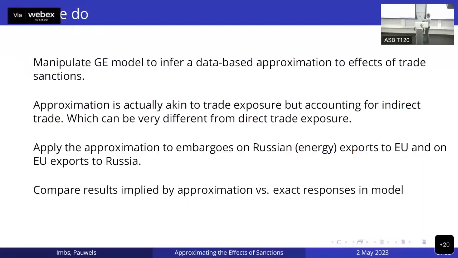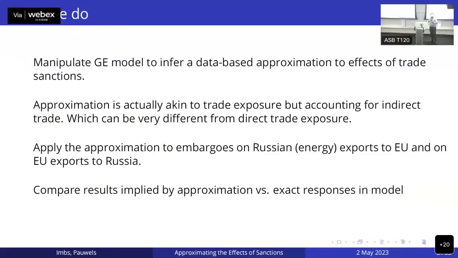Okay, and so what we'll do, we'll apply this to embargoes on Russian, mostly energy export to the EU, and also we'll do the reverse exercise when we look at an embargo on EU goods that are coming into Russia. And so what we want to do this essentially for two reasons. We want to validate this approximation relative to the exact response that the general equilibrium model would give us on one hand. And on the other hand, we want to look at what the literature has done and compare our results to literature.